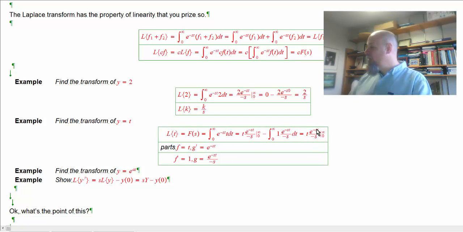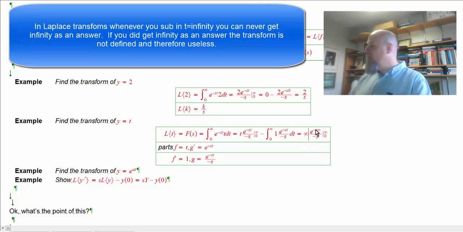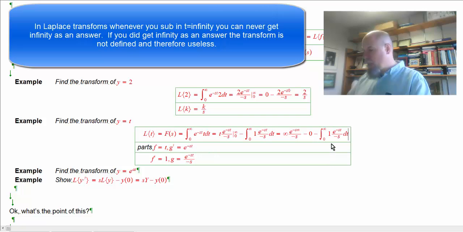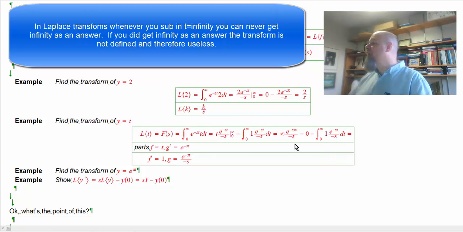When I sub in the infinity for time, that's going to be infinity there, infinity there. Infinity times 0, we've already established that s is going to be a positive number in this case. Minus, when I sub in the 0 for time into this piece, that whole thing is just going to be 0 times e to the 0. So there's my sub in the top. I still need to do this integration. But let's take care of this right now.